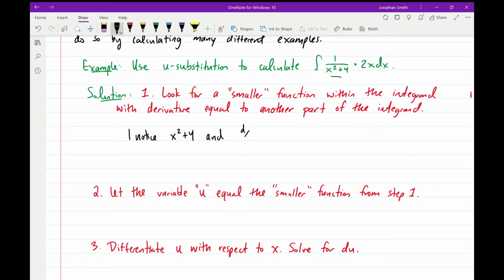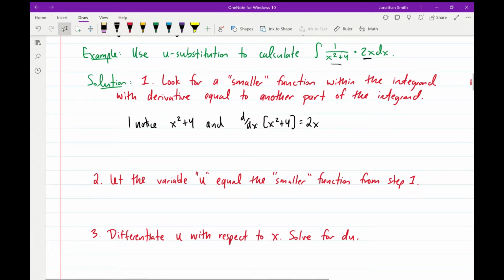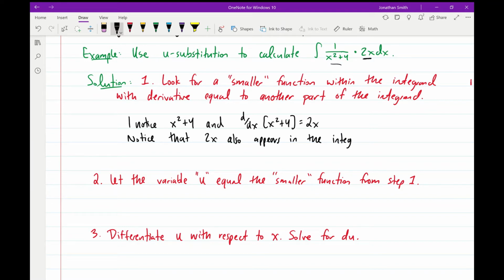And I notice that the derivative of x squared plus 4 is equal to 2x. And 2x is also showing up inside of the integral here. So I'll write that down. Notice that 2x also appears in the integrand.